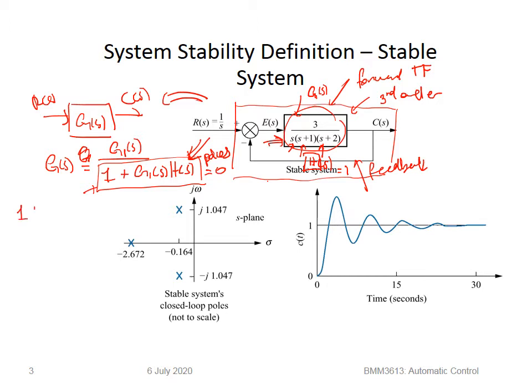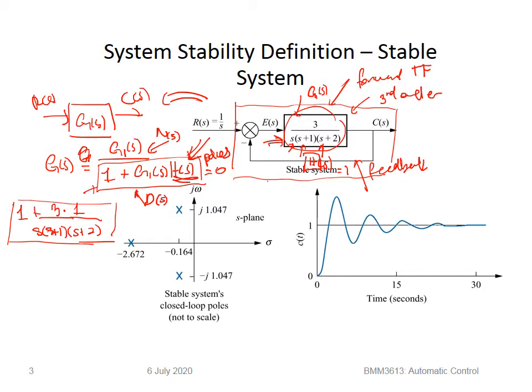So it's 1 plus G1(s). G1(s) is 3 over s multiplied by (s plus 1) multiplied by (s plus 2), and then multiplied by H(s). H(s) luckily is just 1, so multiply by 1. So you see, now we have a transfer function with a denominator. Let's say I call this the numerator of G(s), and here is the denominator of G(s).